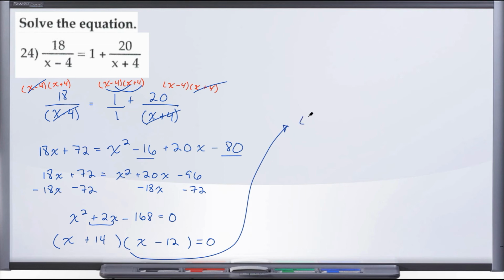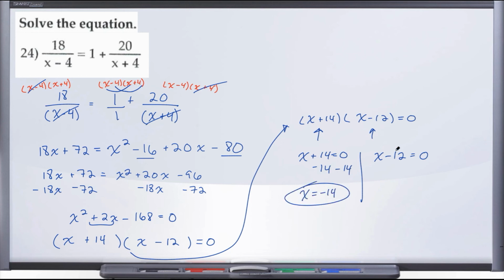And let me go ahead and just rewrite these two factors up here, to give us a little more room. And because we're dealing with an equation, now that we have the left side in factored form, we're going to set each of these factors independently equal to 0. Oops, getting a little ahead of myself here. So x plus 14 equals 0, and now x minus 12 equals 0. And let's go ahead and just solve for x. Minus 14, so x equals negative 14. And here we'll add 12, x equals positive 12.